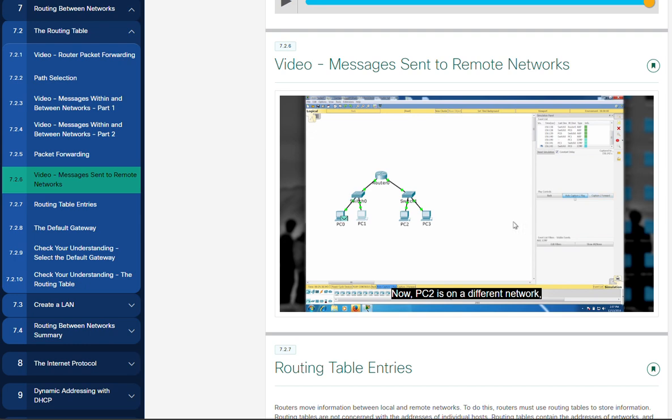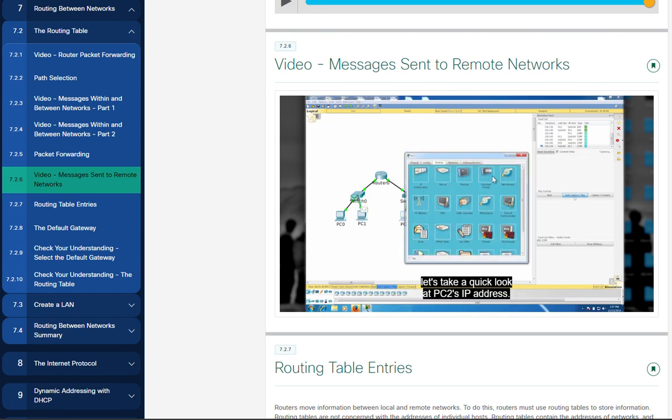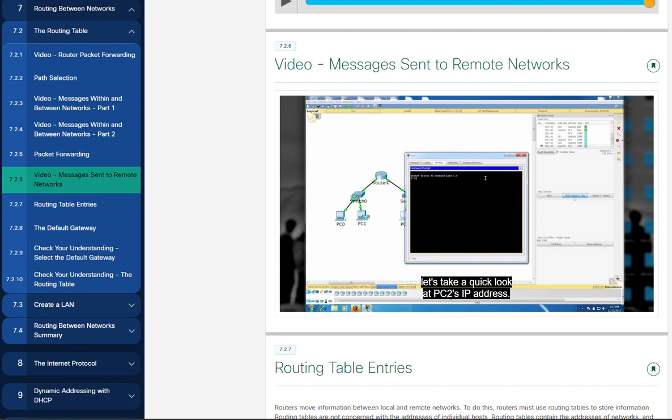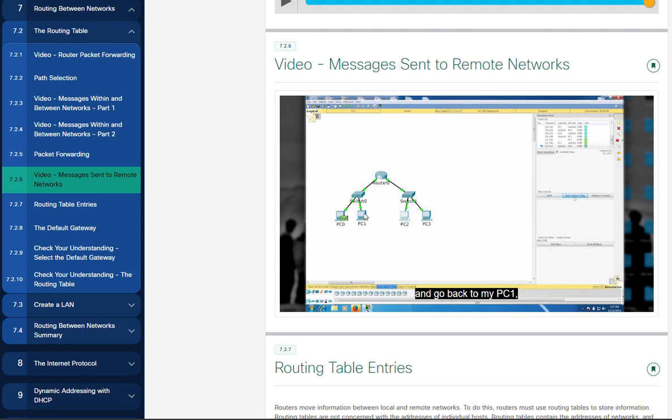Now, PC2 is on a different network. So if I want to ping PC2, let's take a quick look at PC2's IP address. I'm going to use the IP config command again. And we can see that PC2 is on the 192.168.2 network. So I'm going to go ahead and go back to my PC1.